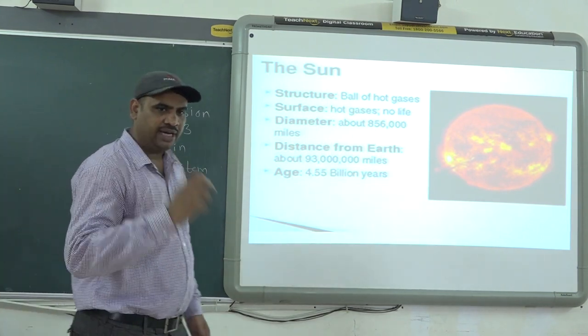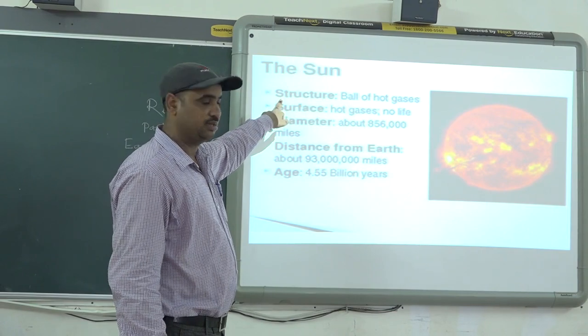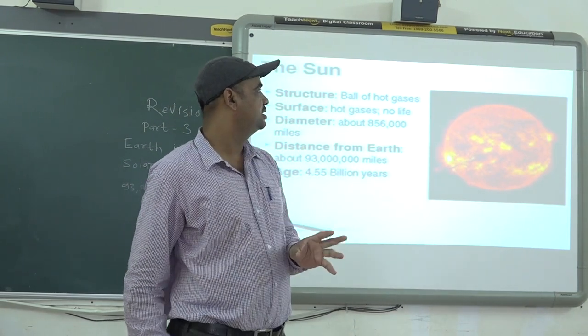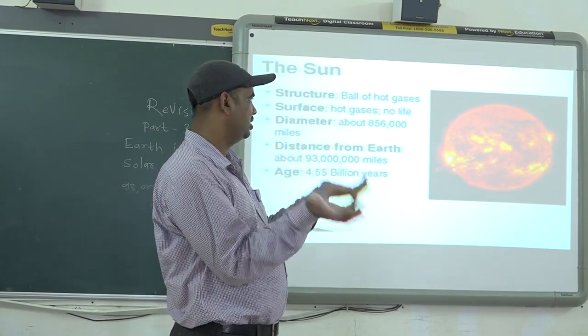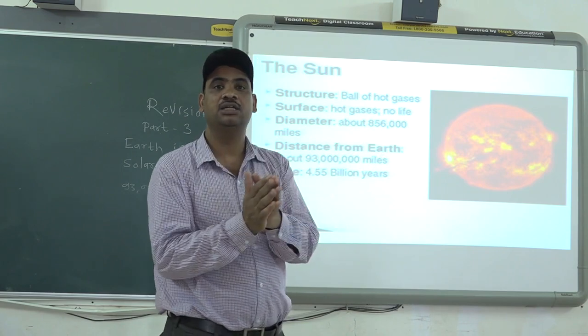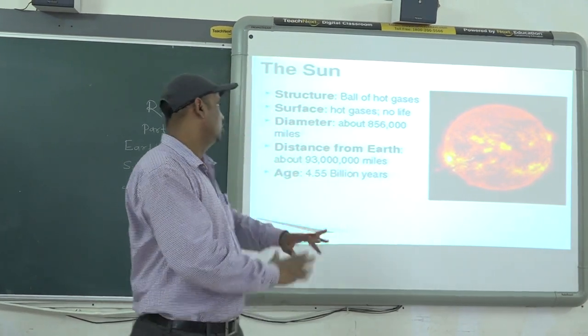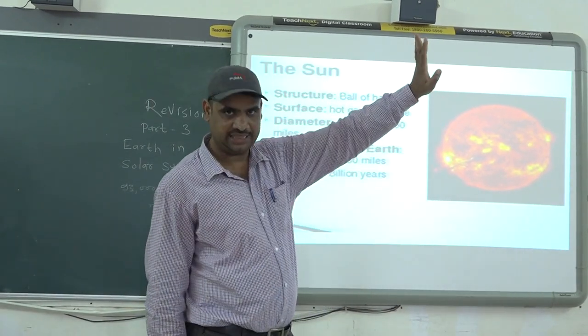About the sun we are discussing a few things. First we will discuss the structure. So what is the structure of the sun? It has a ball-type shape and it contains many hot gases. So the structure of the sun is a ball of hot gases.